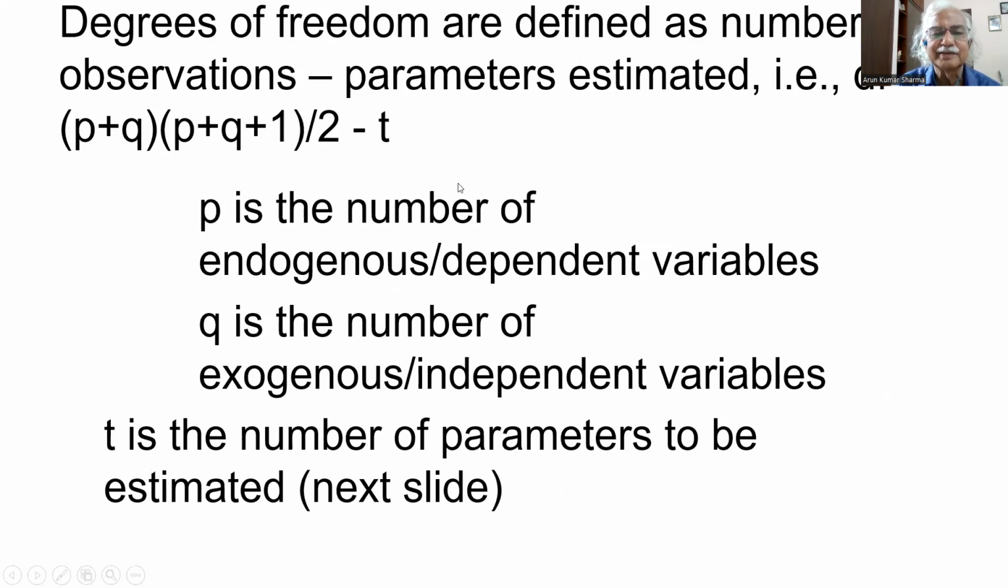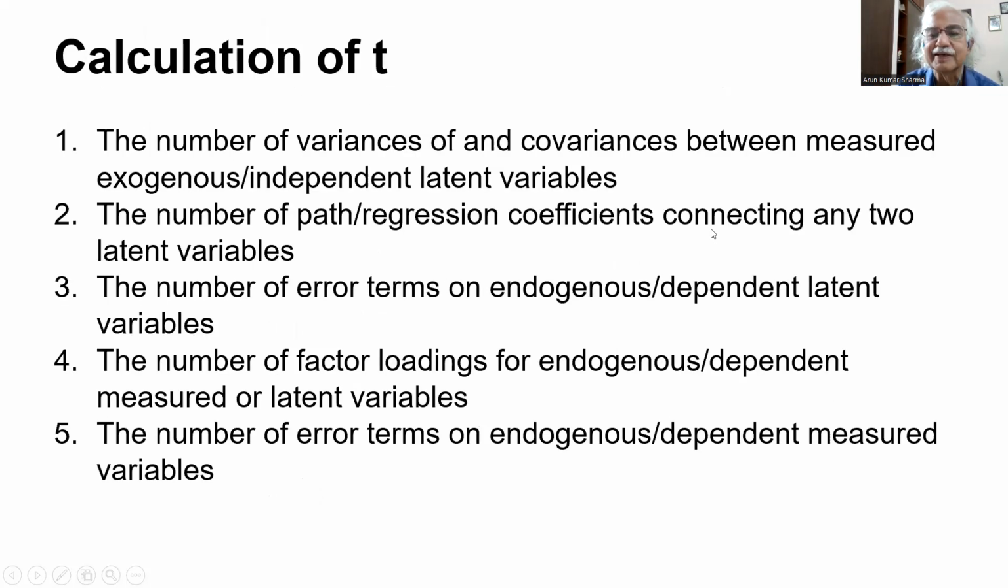If there are p endogenous variables and q exogenous variables, the total number of variables is p plus q. Then the degrees of freedom, or number of observations, would be (p plus q) times (p plus q plus 1) divided by 2 minus t. T is the number of parameters to be estimated. There is an interesting way of calculating t, or the number of parameters to be estimated in the model.